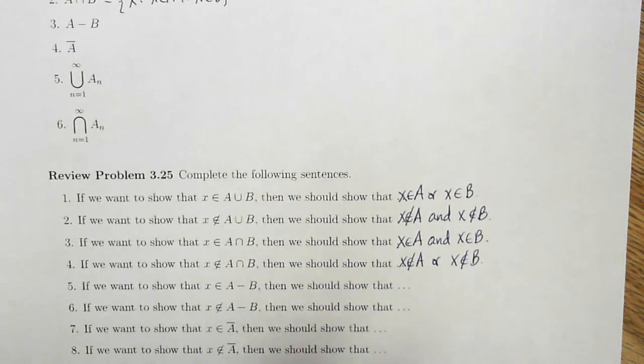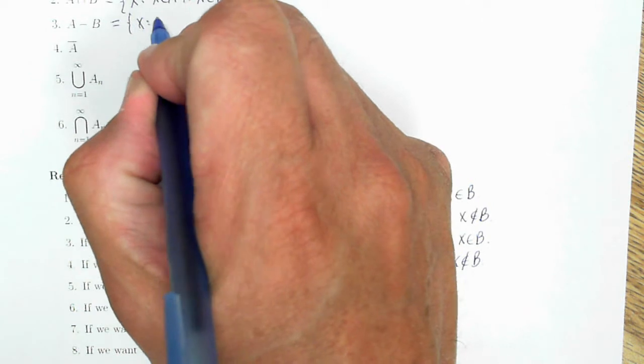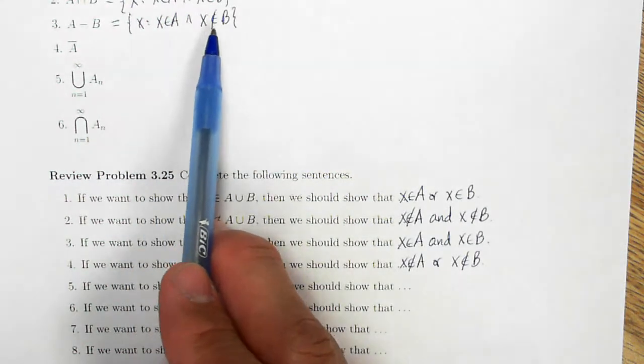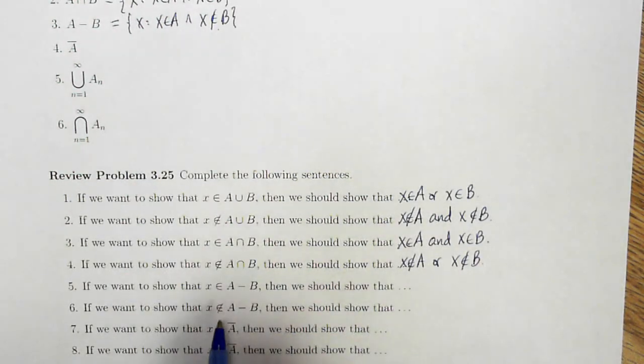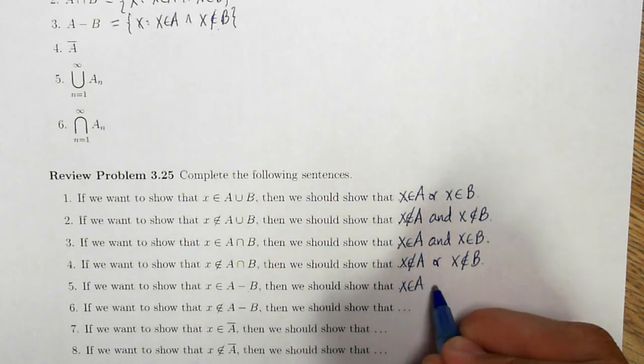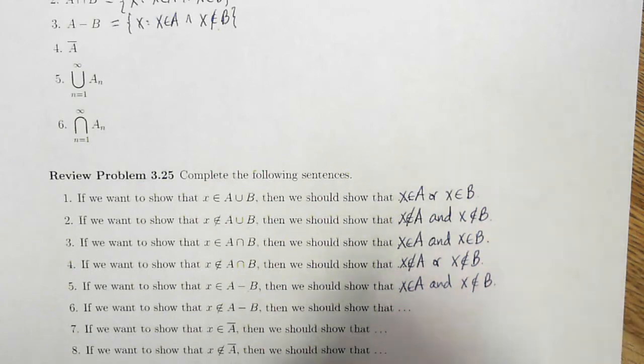Okay, third, the set difference. A minus B, that's the set of all X such that X is in A and X is not in B. So all the things in A, but I take away the things that are in B. So if I want to show that something's part of the set difference, I would need to show that X is in A and that X is not in B.